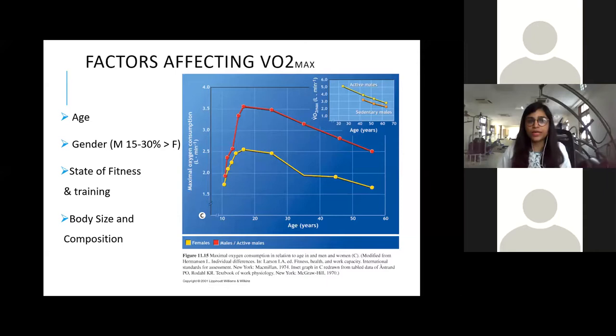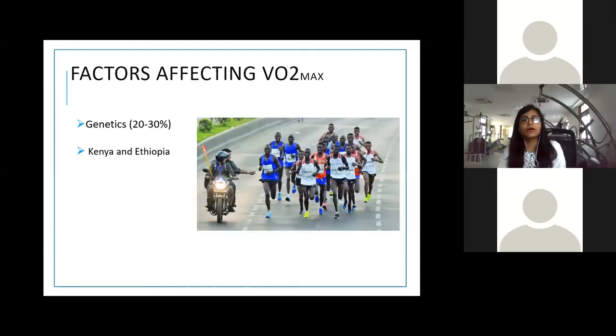Of course, depending on the fitness and training levels, the VO2 max values will be changing. And again, body size and composition. The more muscular you are, the higher VO2 max values you tend to have.